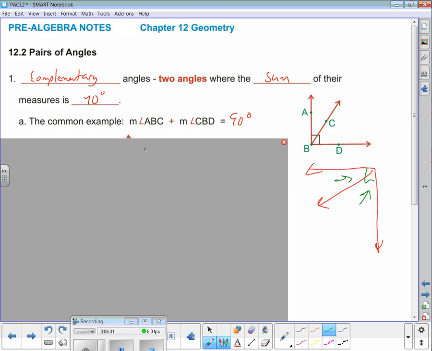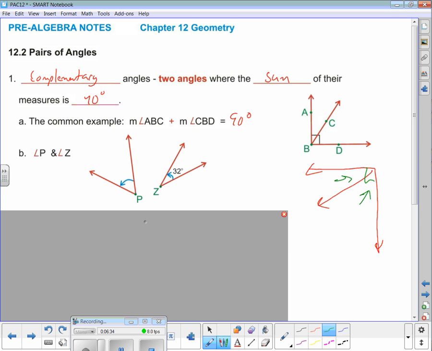That's the common situation. Do they have to be right next to each other? The answer is no. Here in this second example, if the measure of angle P is 58 degrees, then angle P and angle Z are complementary angles. They don't have to be right next to each other, forming a right angle. You could have one angle over there and one angle over here. As long as the two angles together equal 90 degrees, we'll call them complementary angles. So complementary: two angles where their measure is 90.